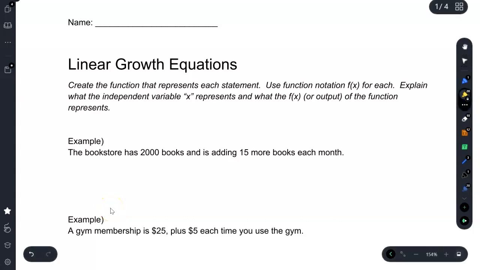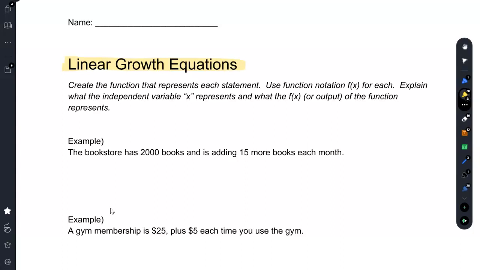In this worksheet, we're going to focus on linear growth. And what I'm going to have you do is create a function that represents each statement. Use function notation, f of x for each, and I'll explain that in a second. Explain what the independent variable is, x. So independent is going to be my x. Explain what that represents, and what the f of x, which is going to be our output, represents.